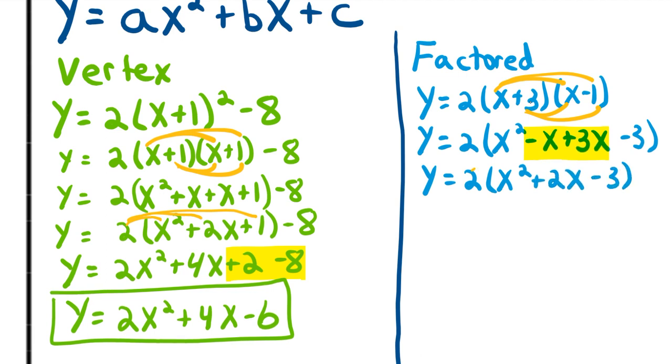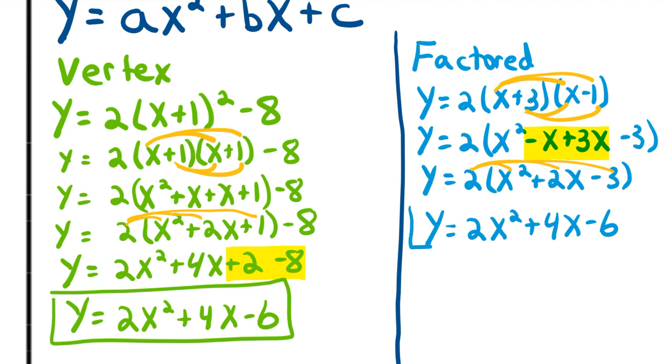And then finally, distributing the 2, the a term, to each of the 3 terms, I end up with y equals 2x squared plus 4x minus 6. So you can see that we got the same answer going from vertex form to standard form, and then from factored form to standard form.